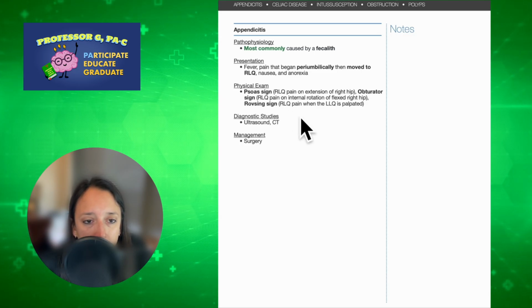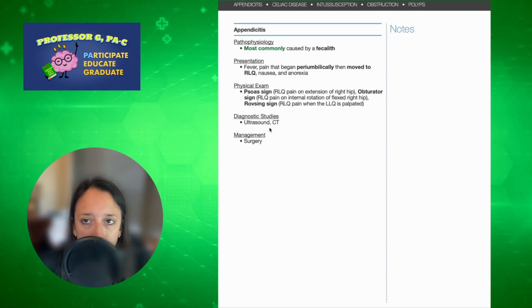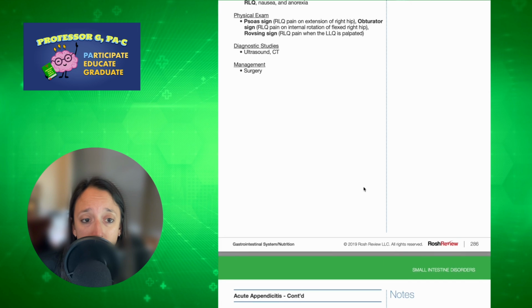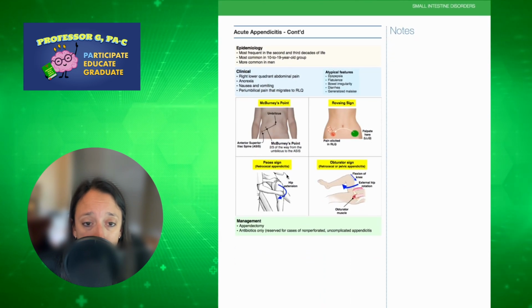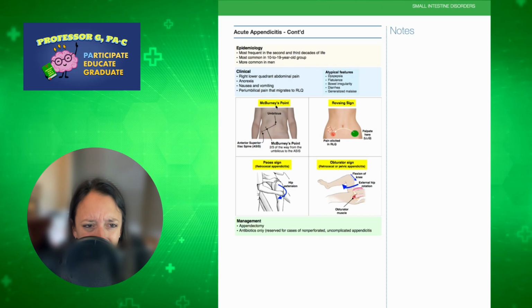Diagnostic studies of choice. Traditionally, they've been CT, especially in adults, but nowadays we're moving a little towards ultrasound as it's being used more often. Kiddos, I would always try to do an ultrasound first, and the management is surgical. So here's some of those signs that we were talking about. Again, we see them most often in the 10 to 19 year age group, more often in men than women, boys than girls.